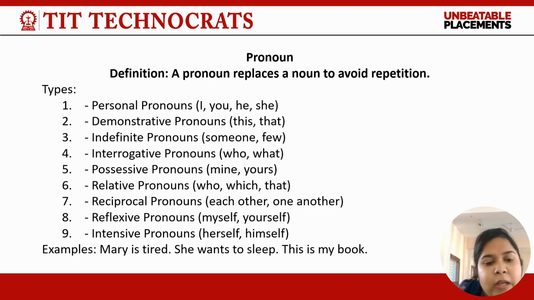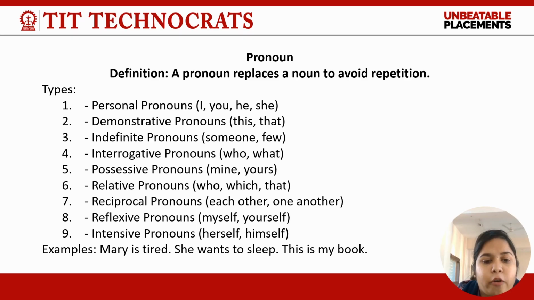Whereas for indefinite pronouns, the noun is replaced by someone or few. As we say, there are few students in the class. The fourth type of pronoun is the interrogative pronoun, where a noun can be replaced by who or what. The fifth type of pronoun is the possessive pronoun. For that, a noun is replaced by mine or yours.